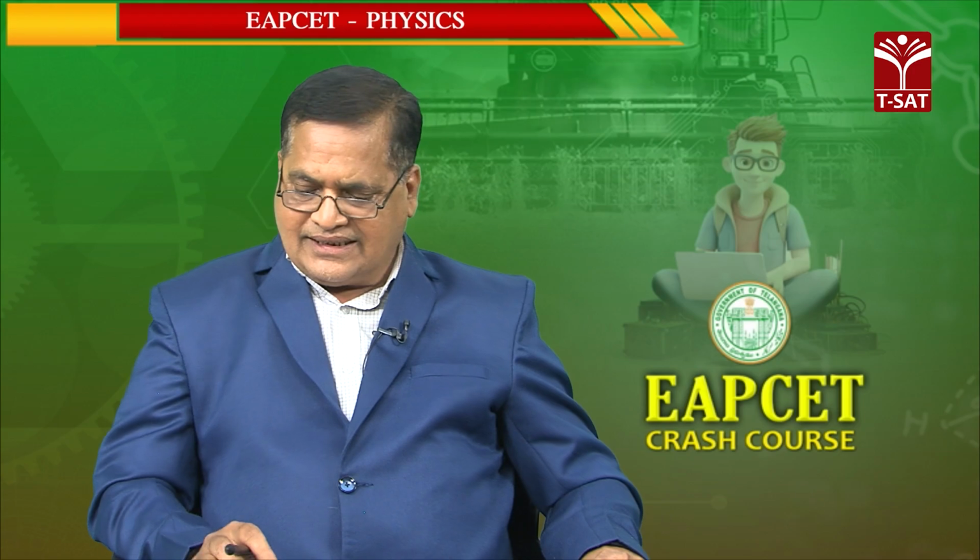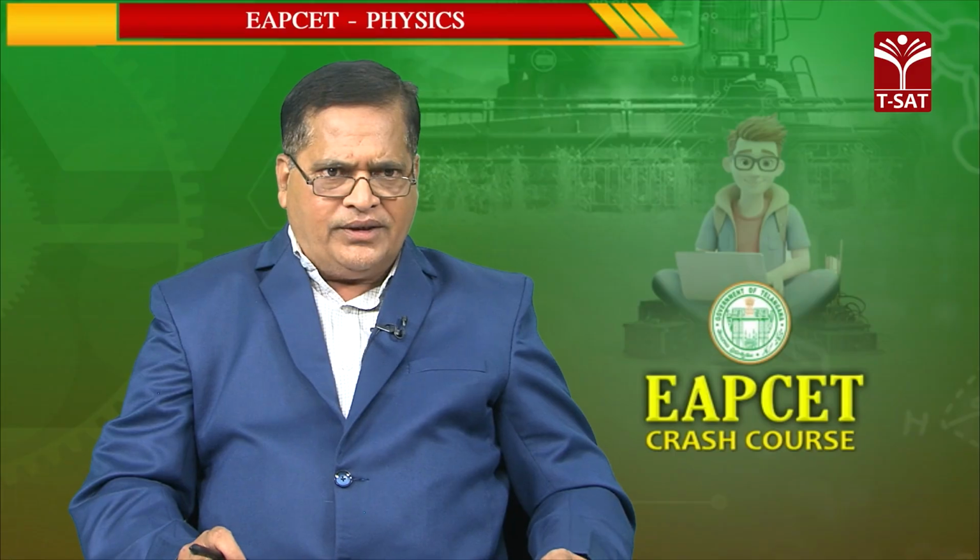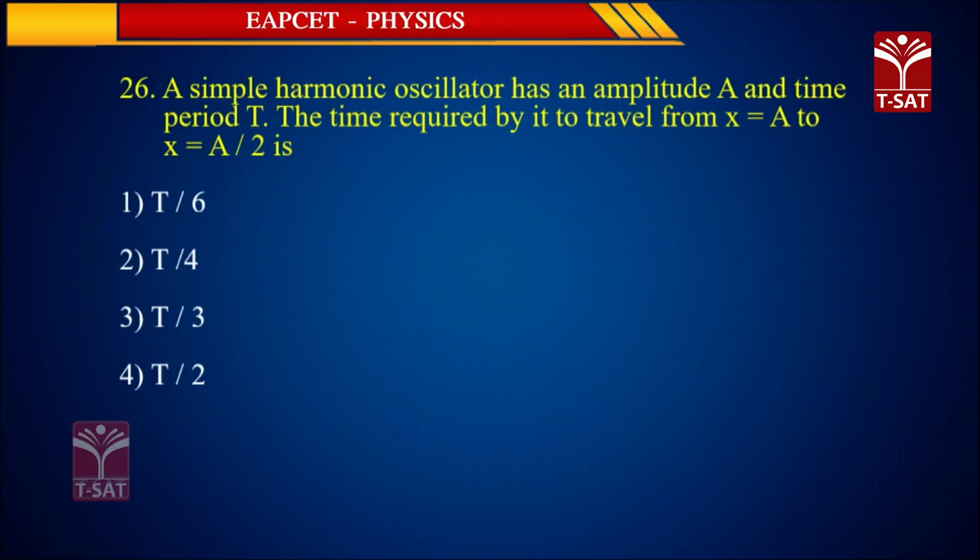Okay, next, here see children, this is the most important. A simple harmonic oscillator has an amplitude A and time period T. The time required by it to travel from x is equal to A to x is equal to A by 2.